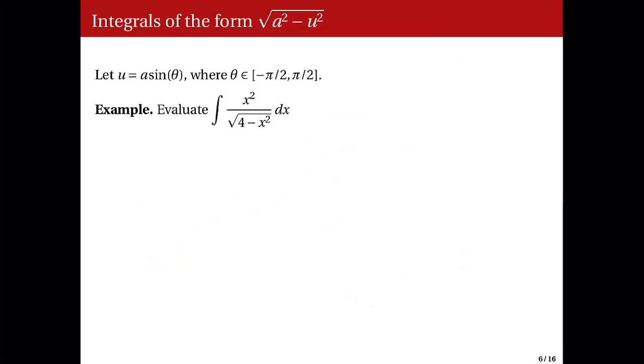Let's have this example. We want to evaluate the integral of x squared over the square root of 4 minus x squared dx. Looking at this part here, you see it is of this form. Your a squared is equal to 4, so your a is 2. Therefore, you can let x equal 2 sine theta, and then dx is equal to 2 cosine theta d theta.